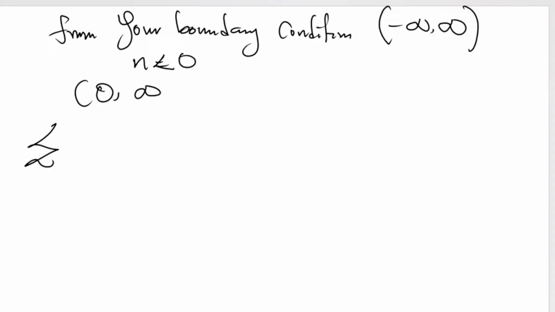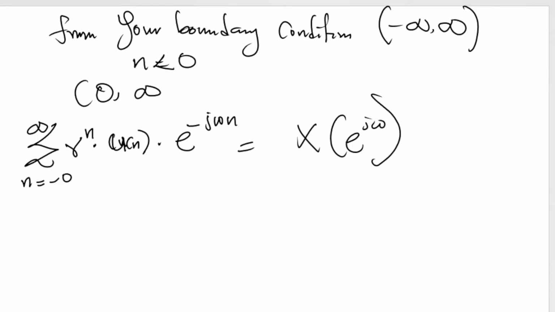So from your question, you now have your frequency domain, which is the sum from n equals 0 to infinity of r raised to the power of n multiplied by u of n, multiplied by exponential minus jwn. Are we together? So now remember that this was the equation for your frequency domain, which is X exponential jw. This is your frequency domain.